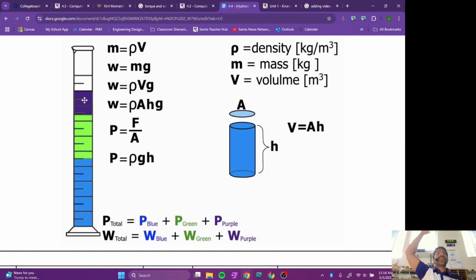It's the weight of all fluids above me divided by the surface area that it's contained in. It's contained in this little beaker with the surface area, and you take all that weight and just divide it by the surface area. That's going to be the pressure that's in there.